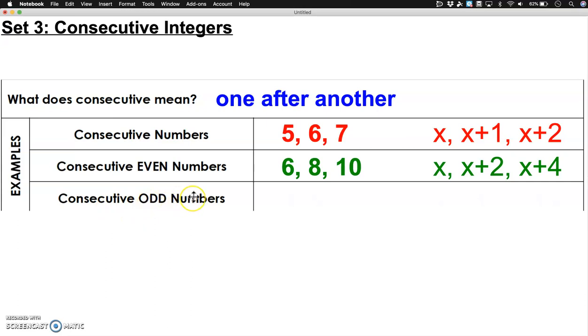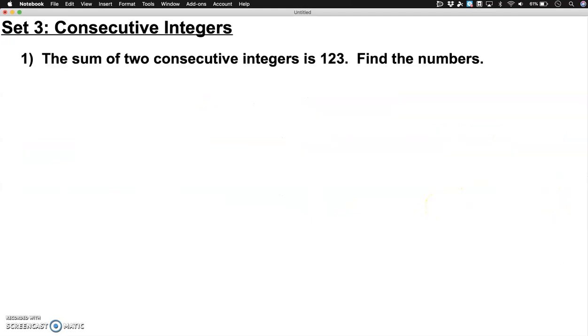Consecutive odd integers work pretty much the same way, except we're starting with an odd number: 3, 5, and 7. We can let the first number be x. The second number is just 2 more than the first, and the third number is 4 more than the first number.